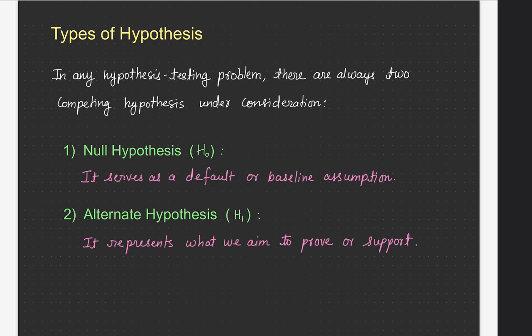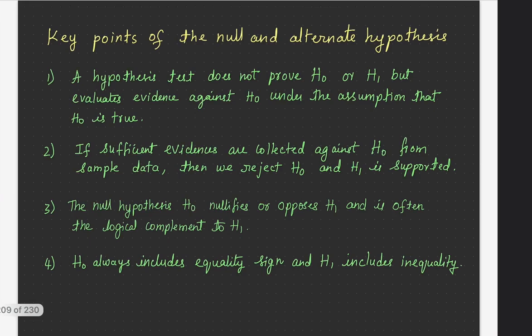The null hypothesis serves as a default or baseline assumption, and the alternate hypothesis represents what we aim to prove or support. That is, basically, the null hypothesis is tested for possible rejection under the assumption that it is true. There are a few key features of null and alternate hypotheses. A hypothesis test does not prove H0 or H1, but evaluates evidence against H0 under the assumption that it is true.